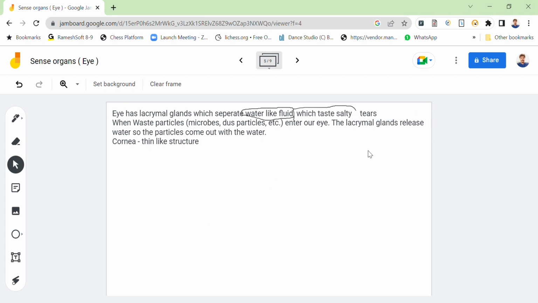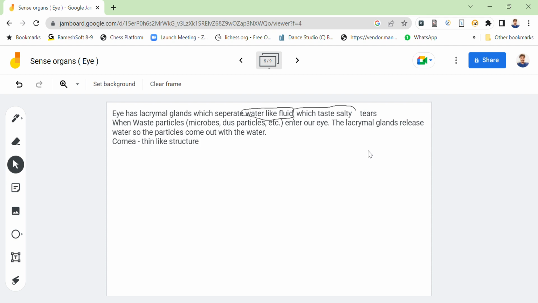Now, the lacrimal glands secrete a water-like fluid, and the fluid is tears. Tears taste salty. So whenever you cry, take a tear and keep it in your mouth, and you'll feel that it's very salty.